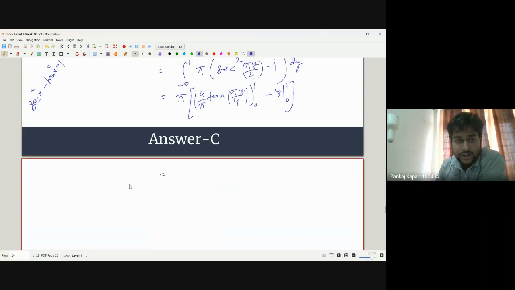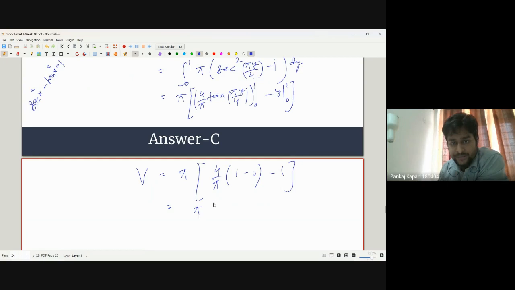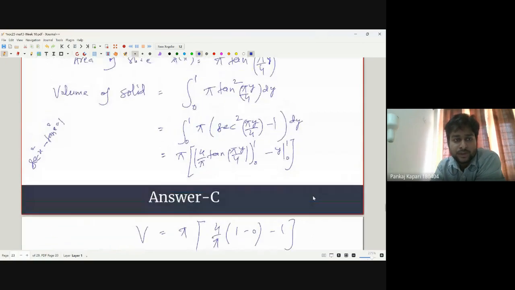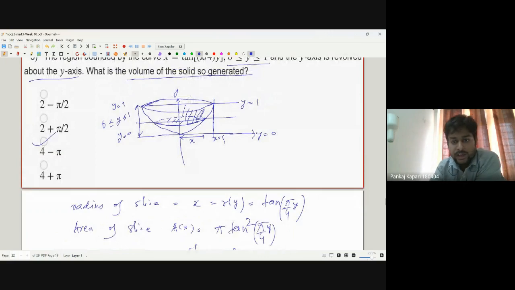Okay, so now let's write the final volume V, which is pi times 4 by pi, we can take common. So if you put upper limit which is 1, so you'll get tan pi by 4, which is also 1, and then lower limit is 0, so this 1 minus 0, and then again from y you also get 1. Okay, so pi, in the bracket you have 4 by pi minus 1, that is equal to 4 minus pi.